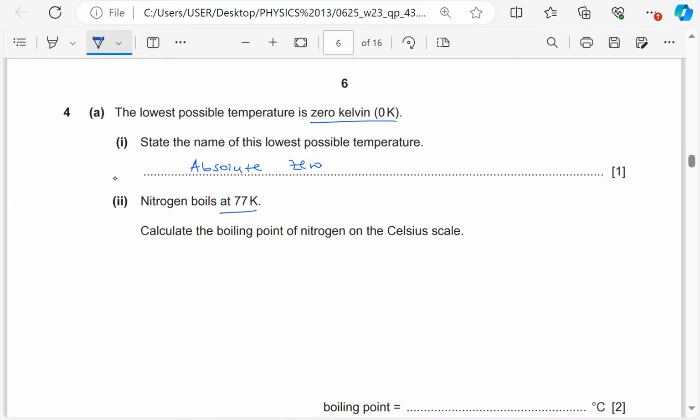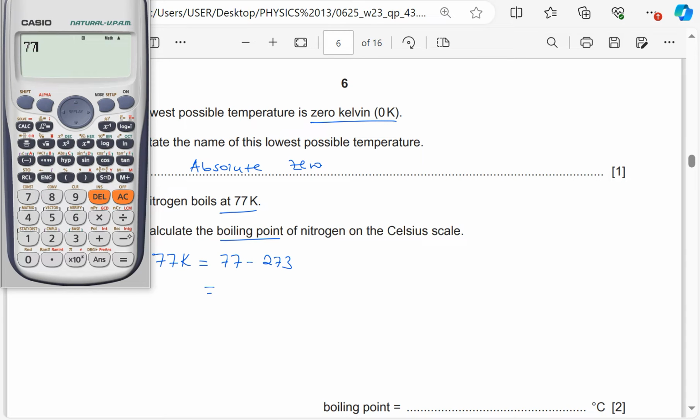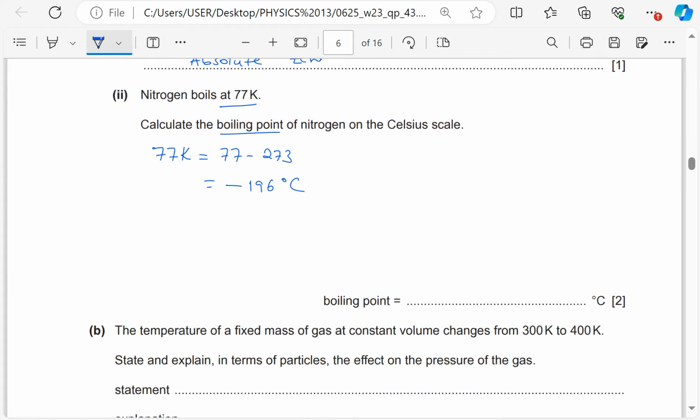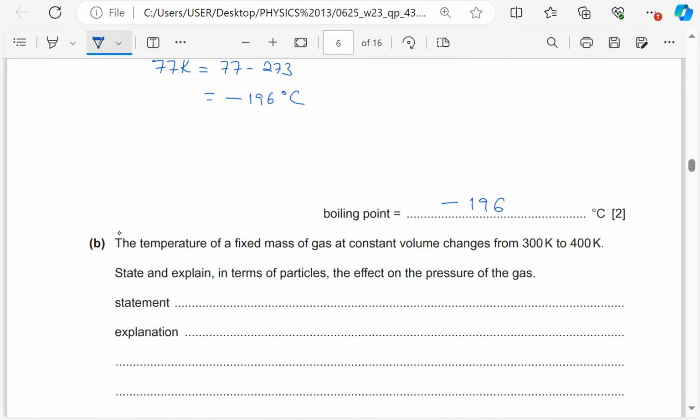Nitrogen boils at 77 Kelvin. Calculate the boiling point of nitrogen on the Celsius scale. Of course, to change from Kelvin to degrees Celsius, we subtract 273. So 77 Kelvin is the same as 77 minus 273, which is negative 196 degrees Celsius. So the boiling point is going to be negative 196 degrees Celsius.